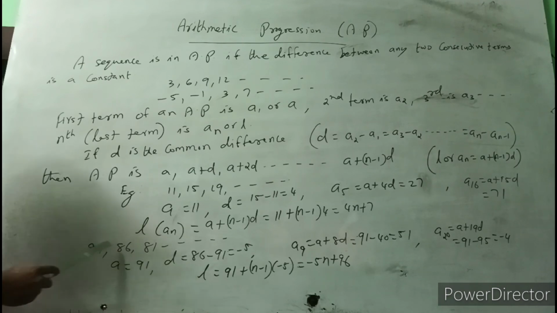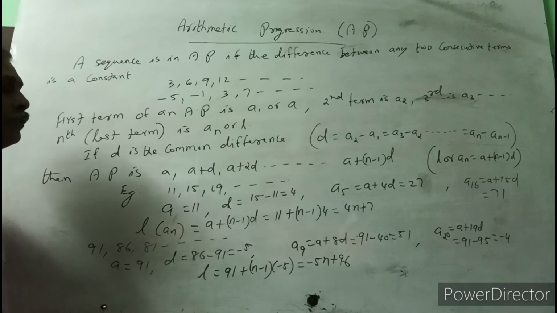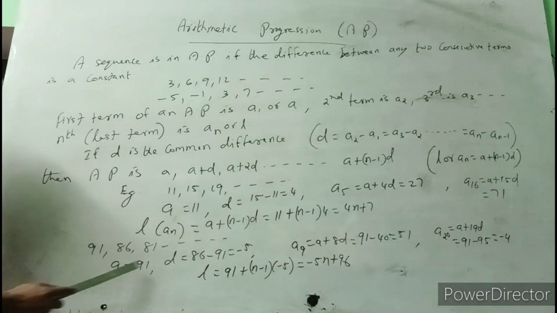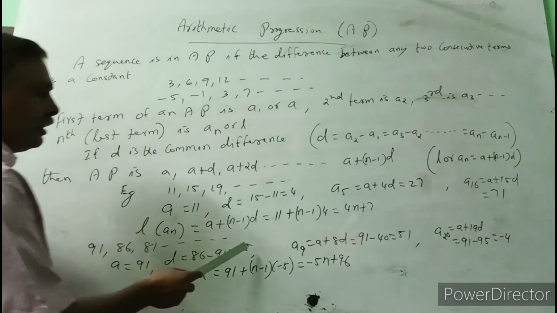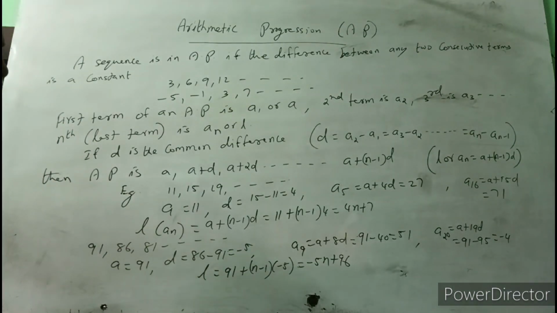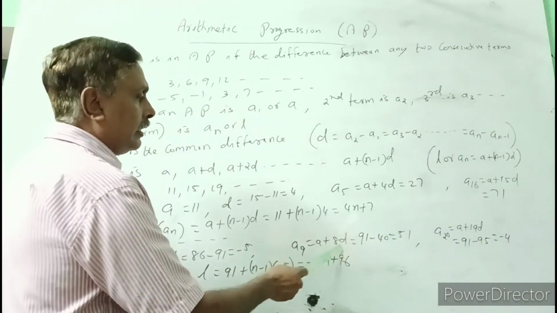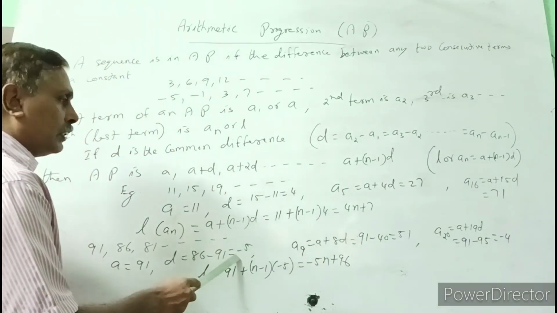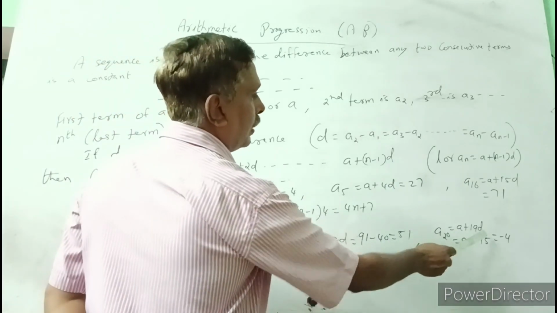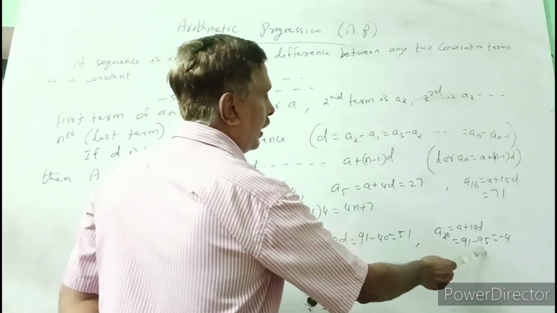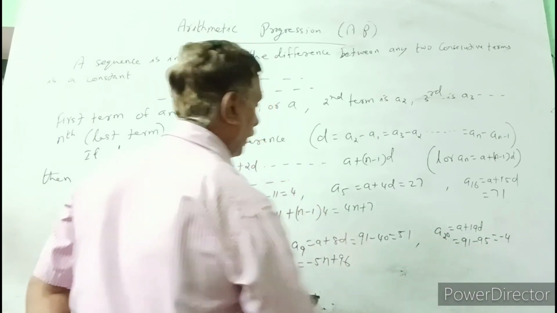Another example I took: 91, 86, 81, etc. So 91 minus 5 is 86, 86 minus 5 is 81. So the number added is minus 5. So A is 91, D is 86 minus 91, always second minus first, or third minus second, etc. So that is minus 5. If we want A9, that is A plus 8D. So 91 minus 8 into 5, that is 40. 91 minus 40 is 51. Similarly, the 20th term, A plus 19D, that is 91 minus 19 into 5, that is 95, that is minus 4.